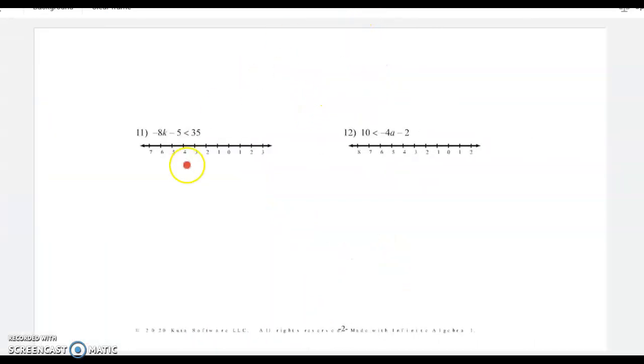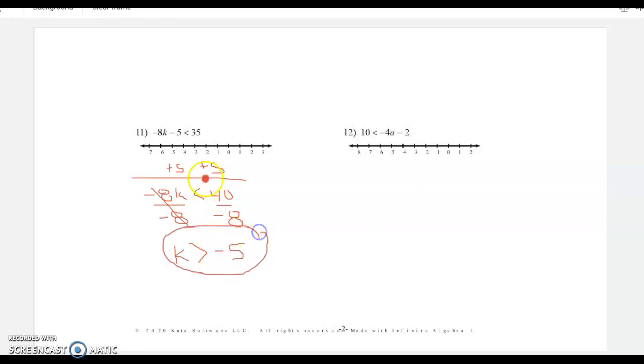All right, 2 more. Let's see. This one we'd start by adding 5 to both sides. I'm just going to hop over the number line there. So we add 5 to both sides. We're at negative 8k is less than 35 plus 5 is 40. To get rid of a multiply by negative 8, we would divide both sides by negative 8. Again, that bell just went off in my head because I said divide by negative, so I'm going to flip. I'd have k is greater than 40 divided by negative 8 is negative 5.